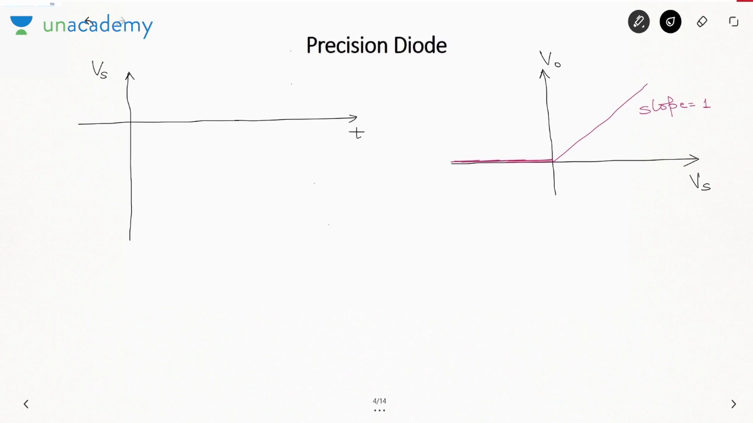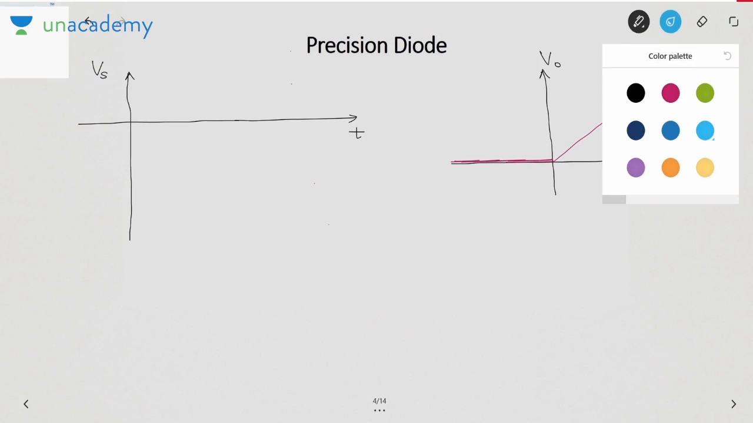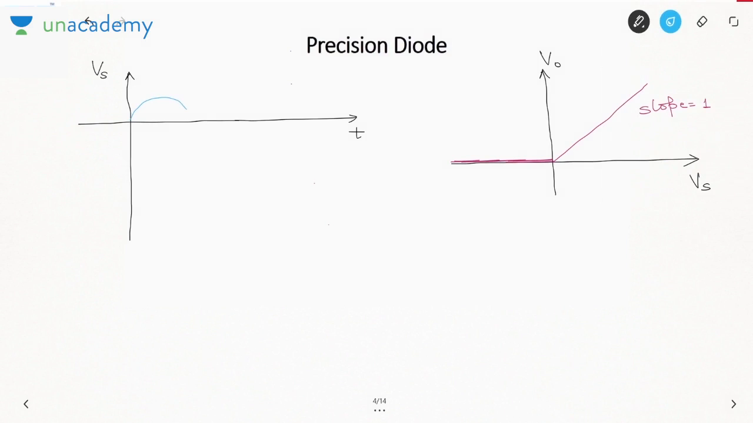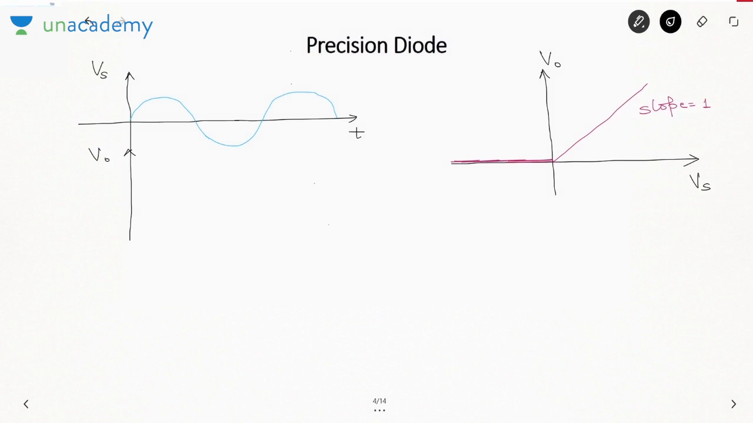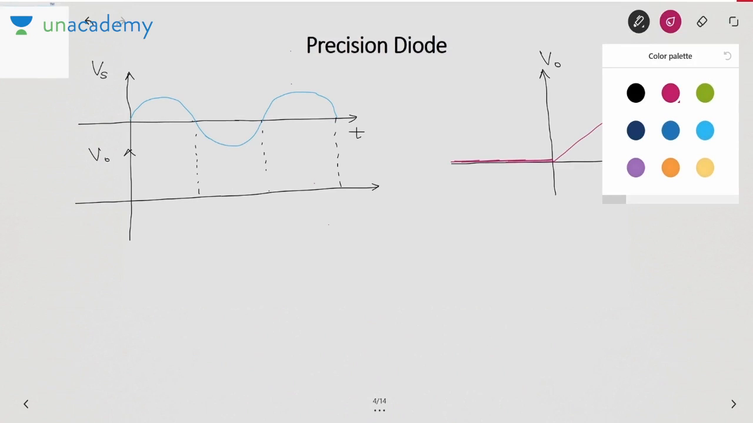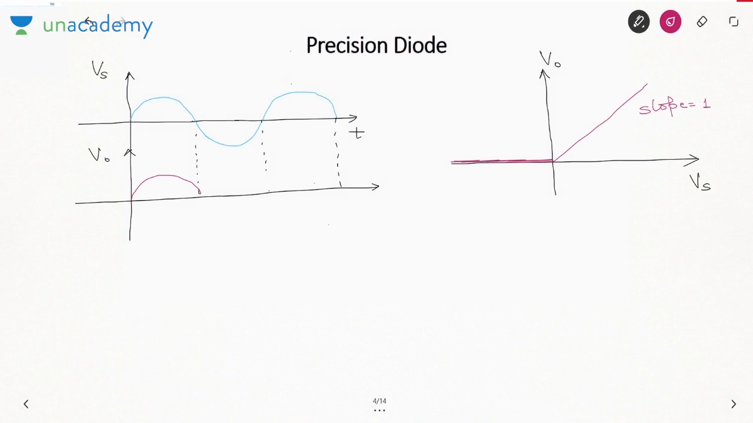suppose I want to draw Vs versus t. So I am taking Vs as a sinusoidal source like this. Now, if I talk about V naught, what I have seen up to now, in the positive cycle, V naught is same as the supply voltage, but in the negative cycle, V naught is 0. So here it is same as supply voltage, and in the negative cycle it is 0. Then same as supply voltage.